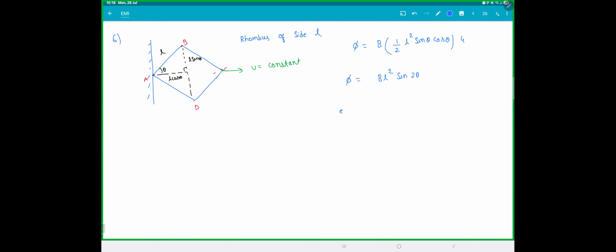Perfect. So EMF, I will just take the magnitude for now, B L square cos 2 theta times 2 times d theta by dt. We are stuck with d theta by dt. How do we get d theta by dt?